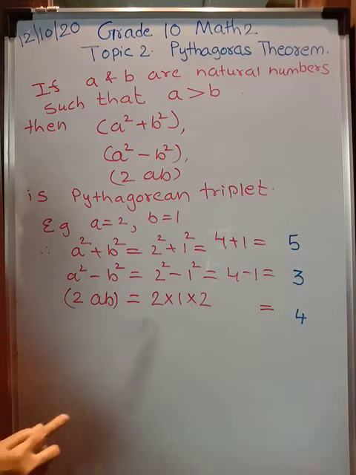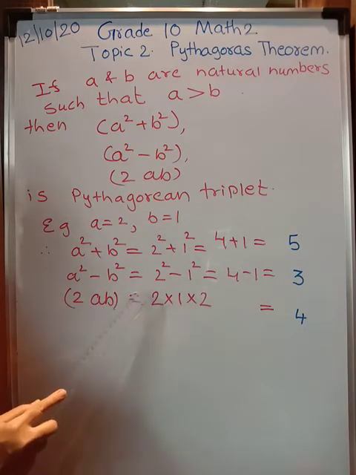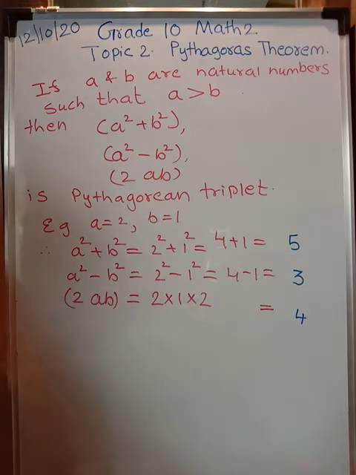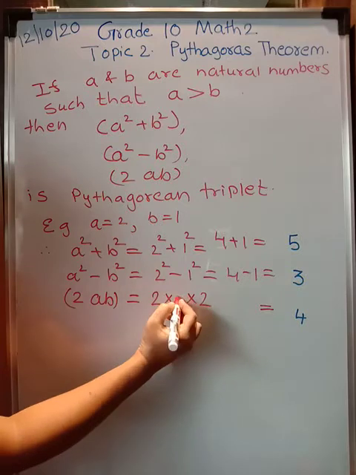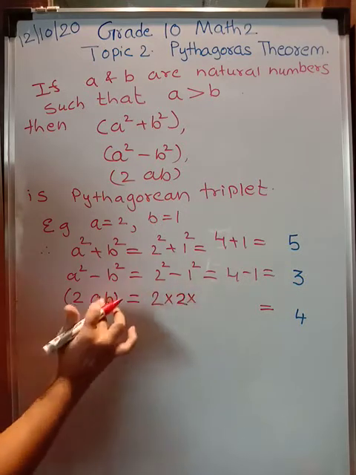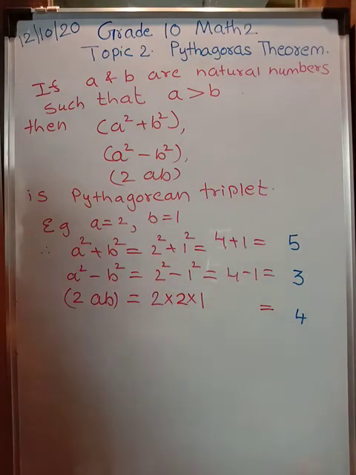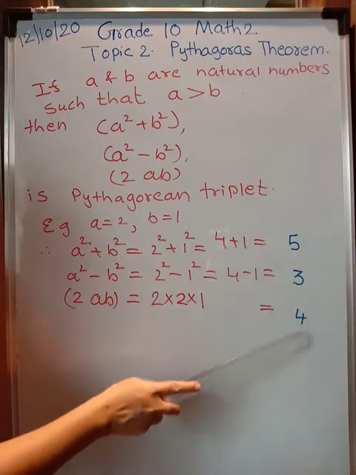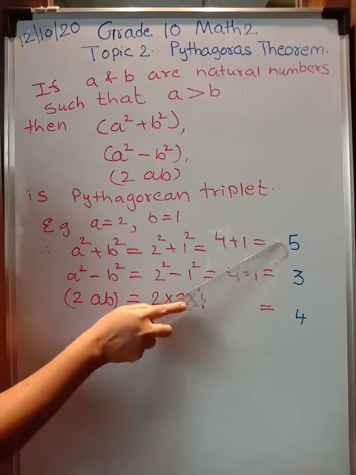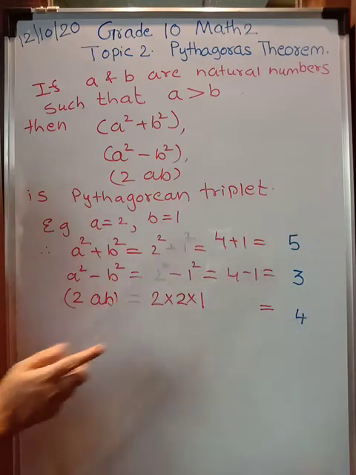And 2AB. Sorry, 2 into A is 2, no? A is 2, so I should be writing here 2 and B is 1. It comes out to be the same. So, 2 2s are 4 and 4 1s are 4. So, you got all three numbers? 3, 4 and 5. These 3 numbers will form a Pythagorean triplet.